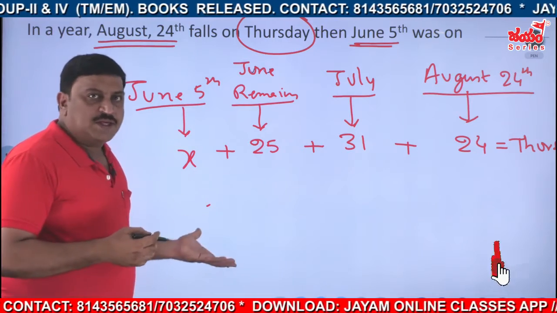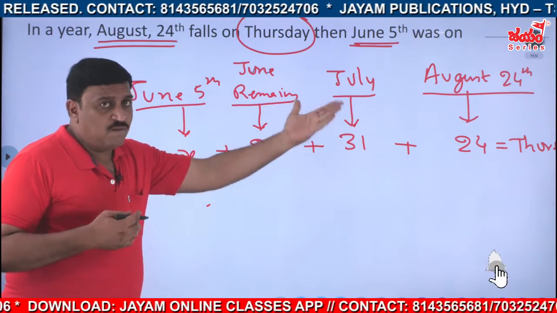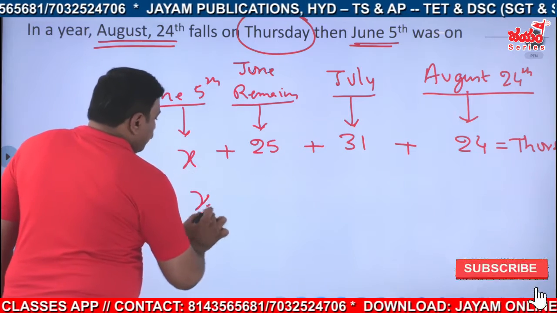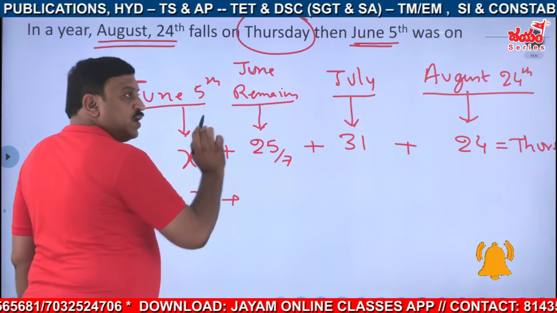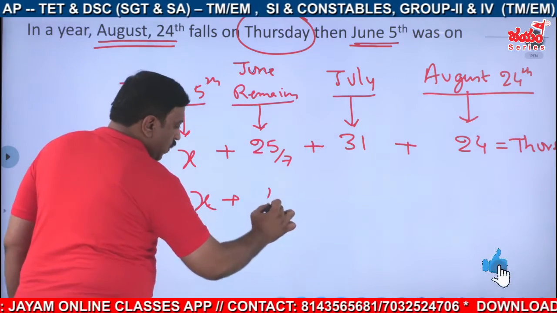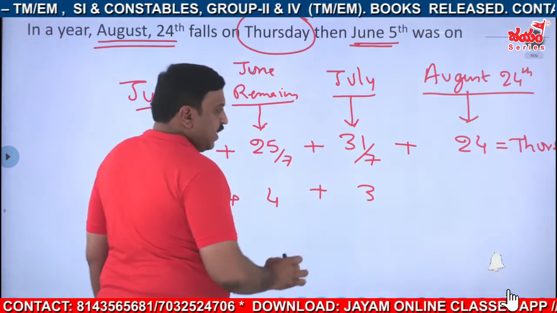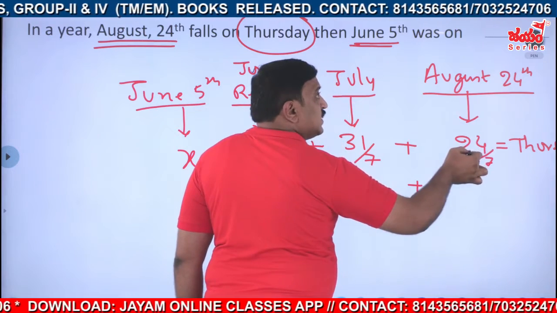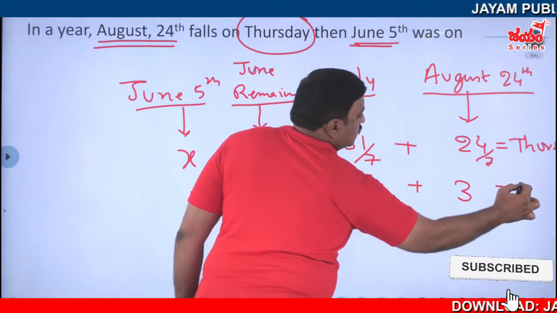Now, I'll simplify this taking odd days. Thursday, the code is what? 4. Okay, done. So here X plus 25 by 7. 7 3s are 21, that is 4. Next, 31 by 7, already we know that is 3 odd days. And again 24 is there. 24 by 7, 7 3s are 21, that is 3 odd days. So here 4, 3, 3 is equal to Thursday, that is 4.